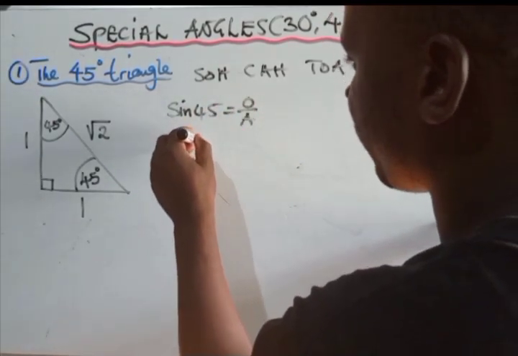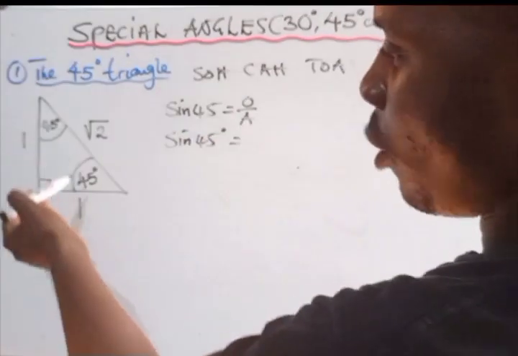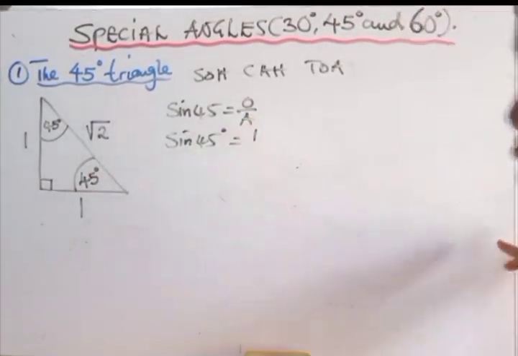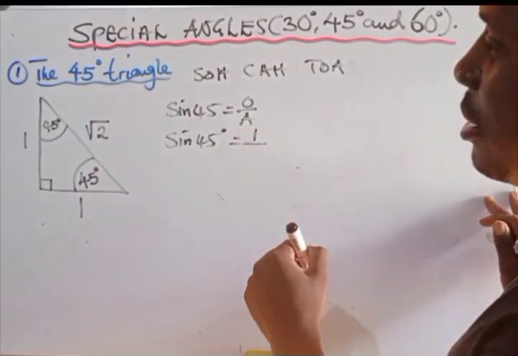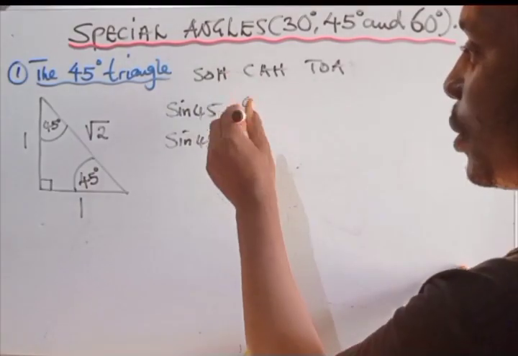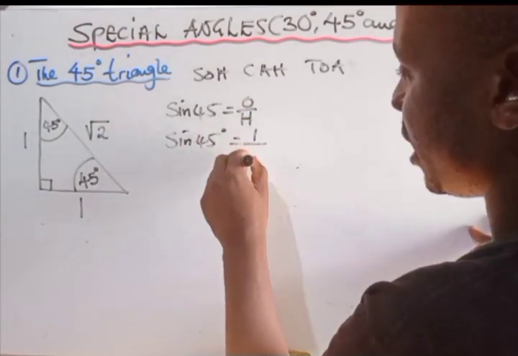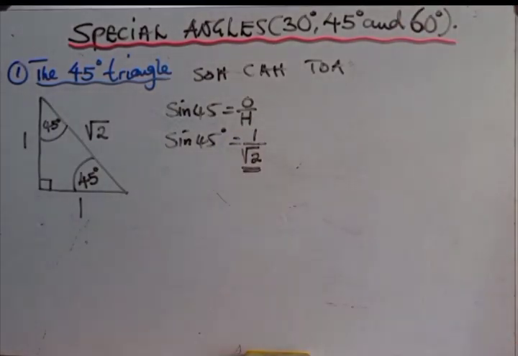So sine 45. What is the opposite of 45? This 45, the opposite is 1. This 45, the opposite is 1. So it will still be the same. 1 over our, I've written A, but it's supposed to be H. So I'm changing there instead of A, H. Our hypotenuse is the root of 2. So sine 45, the answer is 1 over the root of 2.